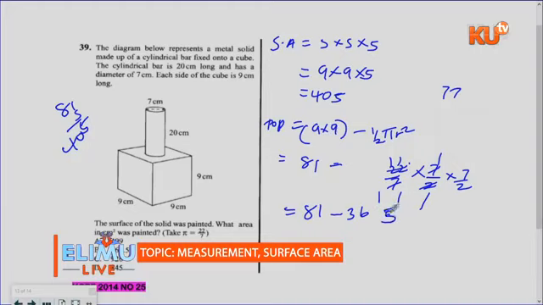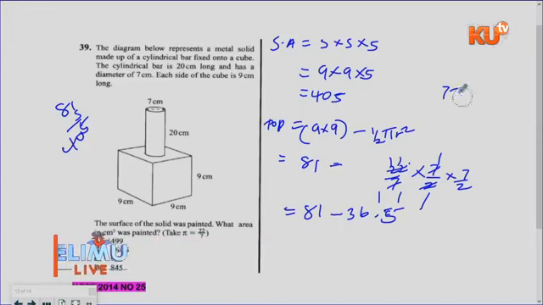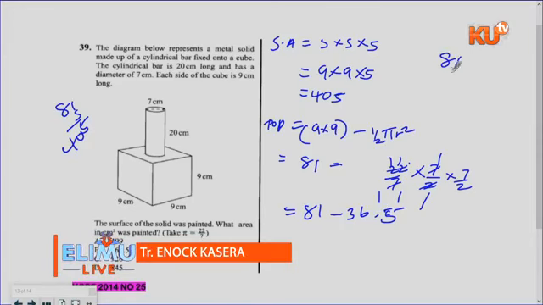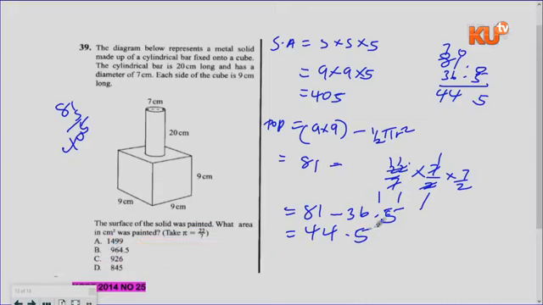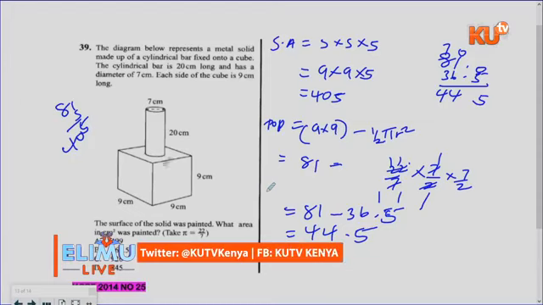36.5. Okay. So 81, let's subtract that. 81 minus 36.5. What do you get? So this is 5. This is remaining 0, so 4. Okay, this was 7, 4. So we have 44.5. So that 44.5 is now the area of the top part. That area of the top part, we add it because it is part of the cube.